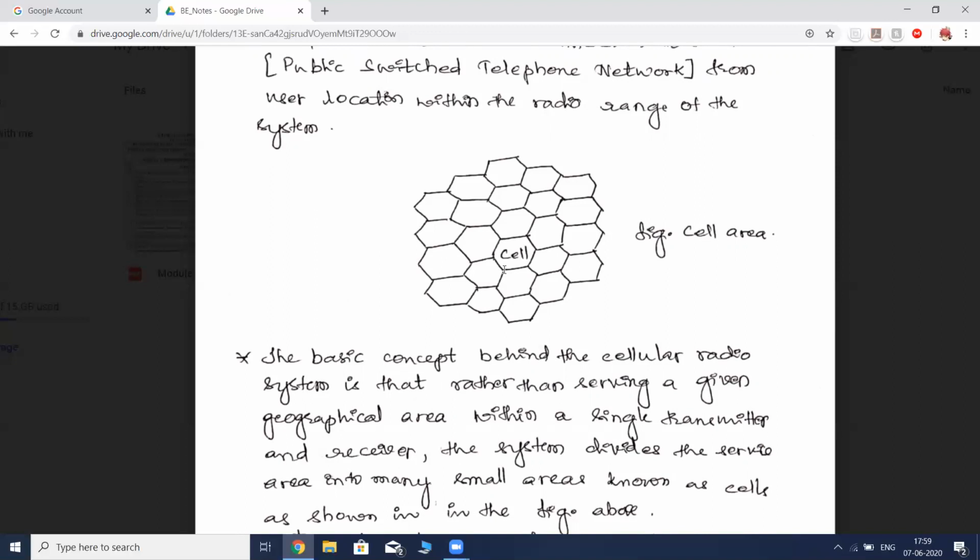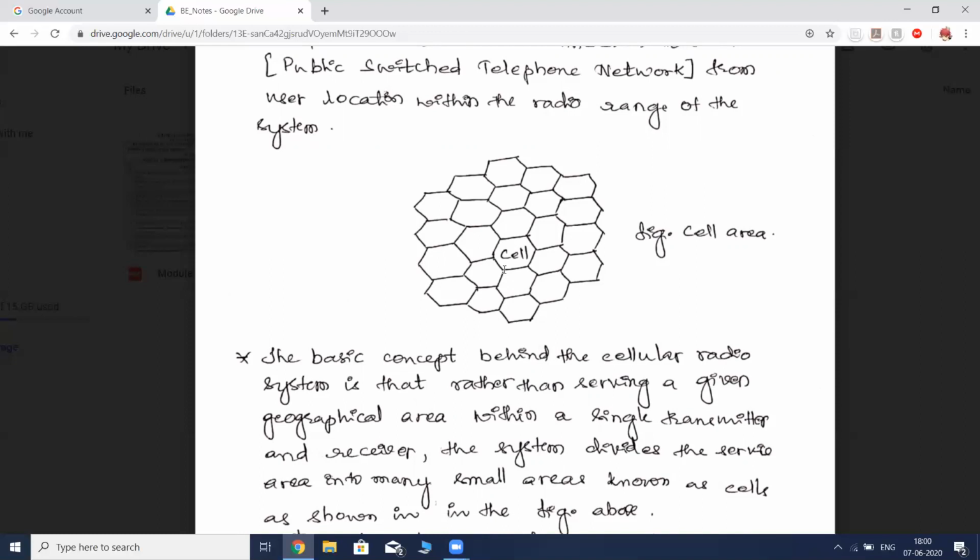We can use different shapes over here. For example, we can use circles. If we use circles, the problem is that at the intersections between the circles there will be a spot that does not come under any of the geographical areas. That means the complete area will not be covered. We can also use a rectangle, but that is also not suitable. Because as we go to the edge of these rectangles, the signal strength will reduce.